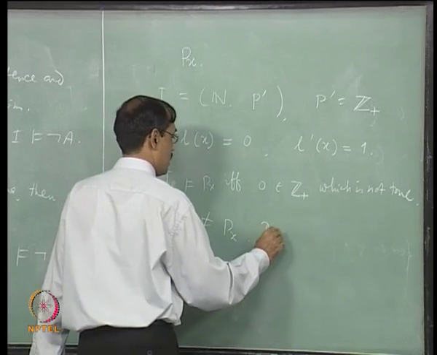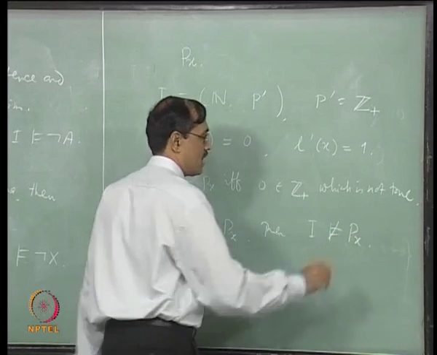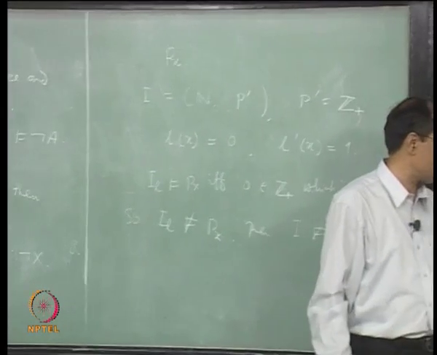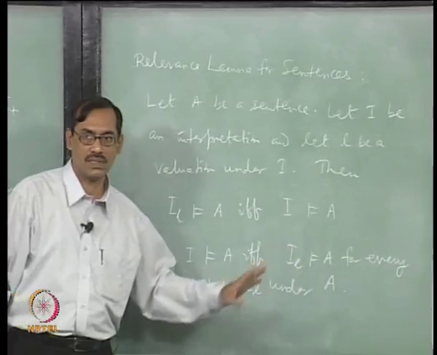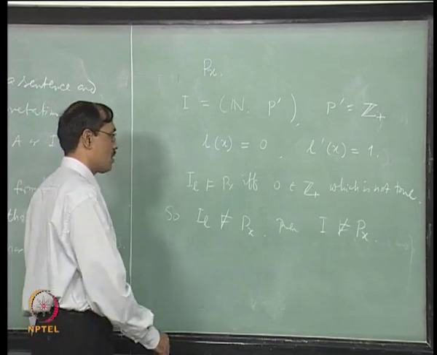Then I also does not satisfy P x, because by definition I satisfies a formula if and only if every state under it satisfies it. There is one state which does not satisfy it. Next, what about I L prime?